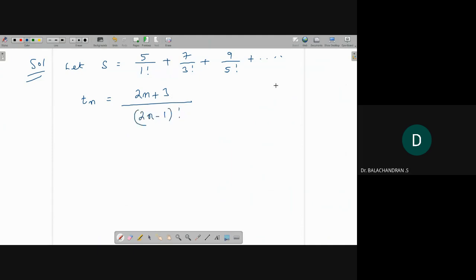The same idea: 5, 7, 9 and so on, the numerator. A is 5 plus n minus 1 into d, where the common difference is 2. So 2n plus 5 minus 2, so 2n plus 3. Similarly, the denominator is 1, 3, 5 and so on. A is 1 plus n minus 1 into 2, so 2n minus 2 plus 1, 2n minus 1. But here we have factorial, so 2n minus 1 factorial.